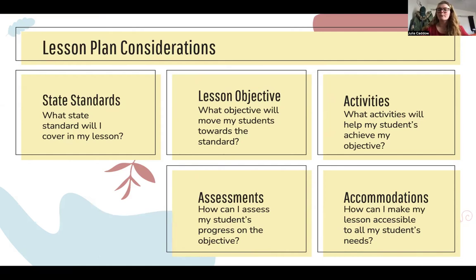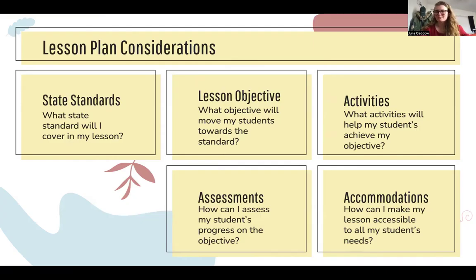Then we're going to ask, what assessment can I use to measure my students' progress on the objective? So has my student mastered the objective? Are they done and can we move on? Have they made progress on the objective? Or do I need to continue working on this? Have they not maybe grasped the concept yet at all? Maybe I need to try something new for the next lesson. This is really important because we want to teach based on our students.